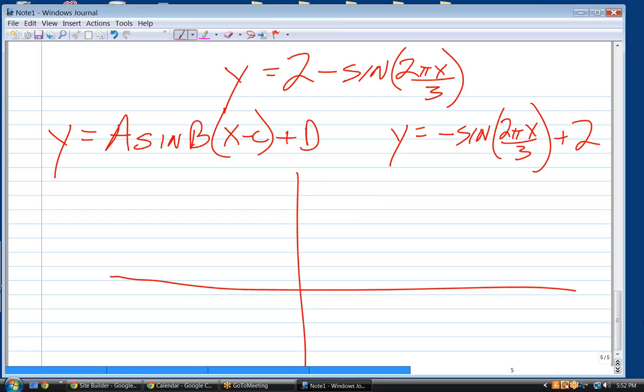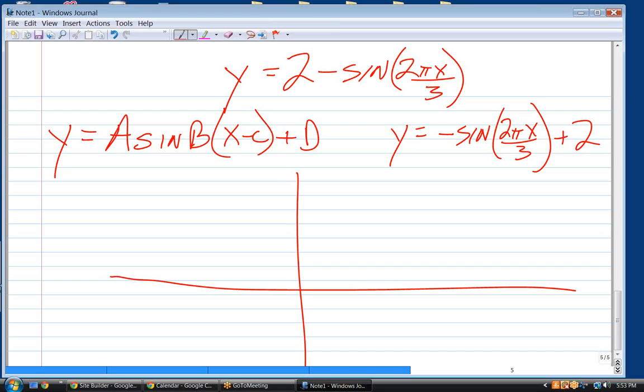There's no phase shift, so normally what I do, there's something pretty important here though. Let me think about that for a second. Yeah, I think it does matter. Whether we do the reflection or the shift first matters, just like it mattered with polynomials.